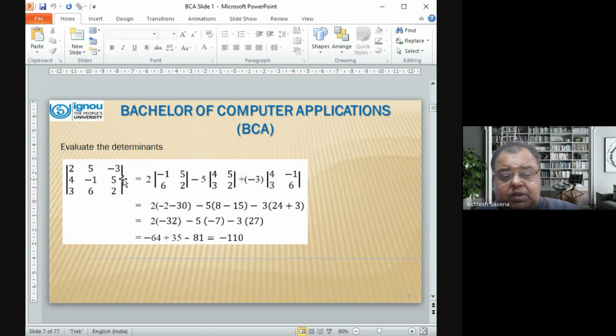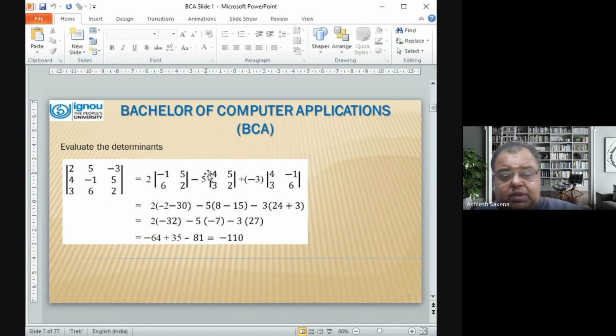Here it comes. First one is plus, second one is minus, third one is plus. Plus into minus, because it is minus 3. Put it in a bracket. Remove this and remove this. You are left with 4, minus 1, 3 and 6. Now, how to solve it? Do diagonal multiplication top to bottom. Minus 1 into 2 is minus 2. Minus 6 into 5 is 30.